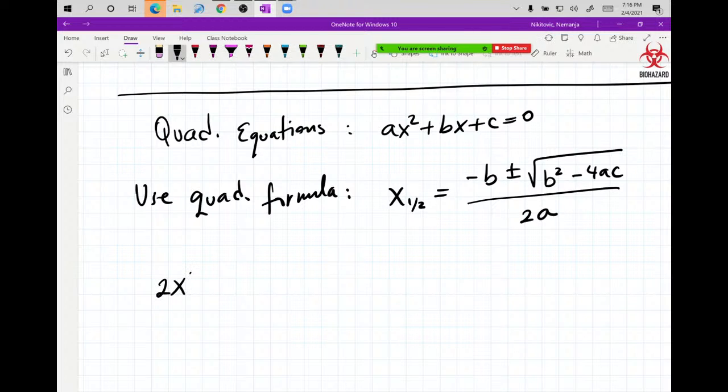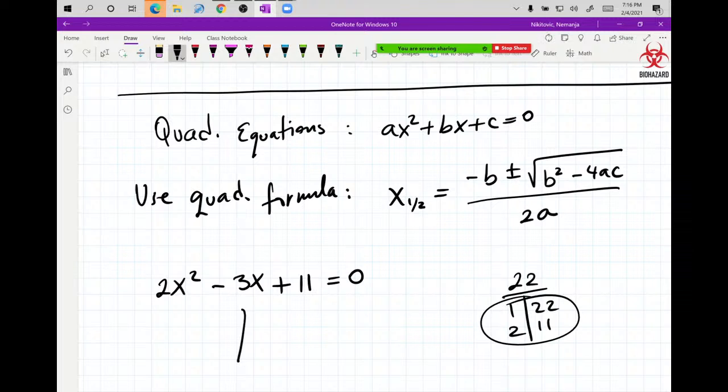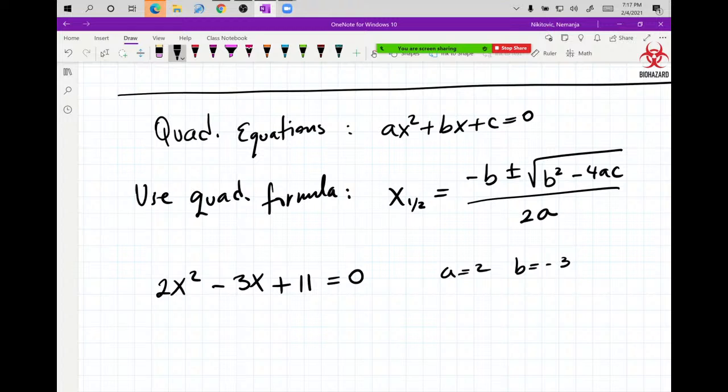So 2x squared minus, let's say, 3x plus 11 equal to 0. You can't factor this. You can try, but it's not going to work, right? 2 times 11 is 22, and the factors of that are 1 and 22, and 2 and 11. And you can't use these numbers to make 3. So it can't be factored, which means you are stuck with the quadratic formula. That's not bad. A is 2, B is negative 3, and C is 11.